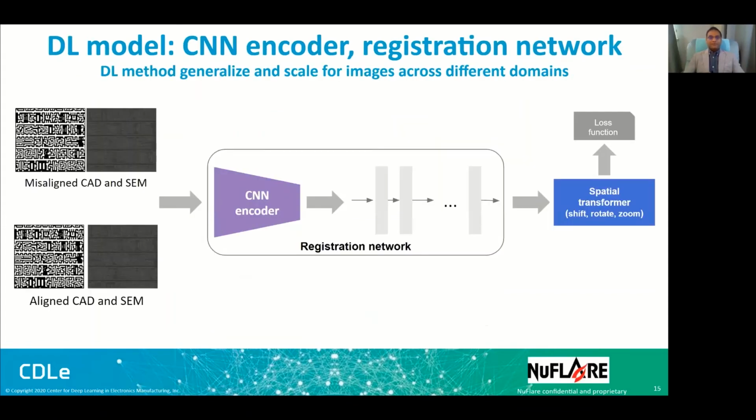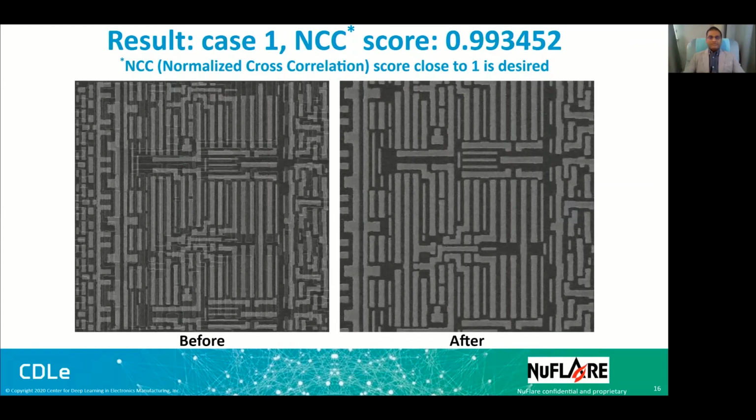The deep learning model for this uses a convolution network and a registration network. It takes a misaligned CAD and SEM pair and an aligned CAD and SEM pair, and it goes to the network. The network learns the spatial transformation in the form of shift, rotation, and zoom, and based on the difference, it uses a loss function to train the network. Once the network has been trained, we see pretty good results.